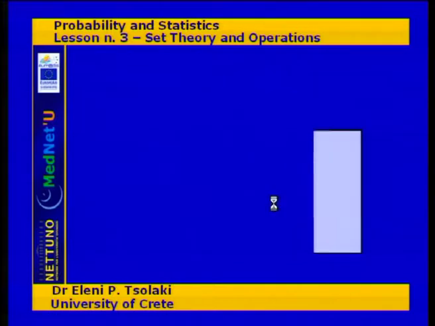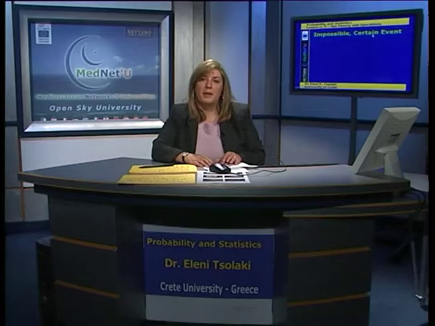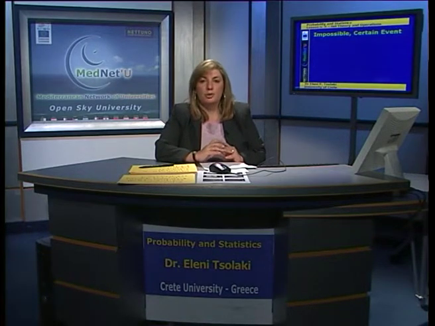Now we are going to see what the impossible and the certain event is. There are two events that they're always in our sample space, and they're very useful when later on we are going to see probabilities.